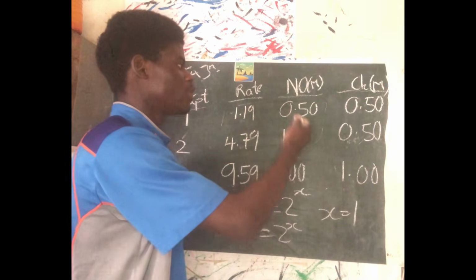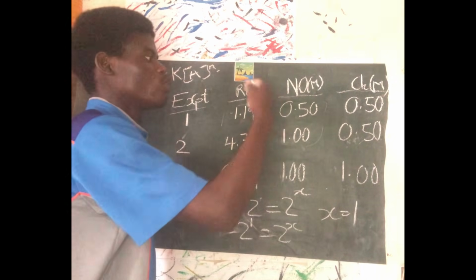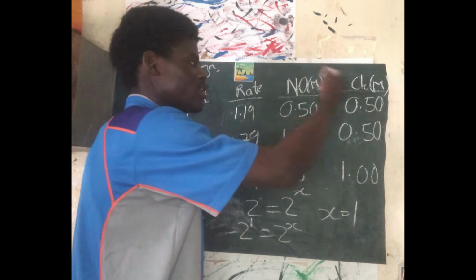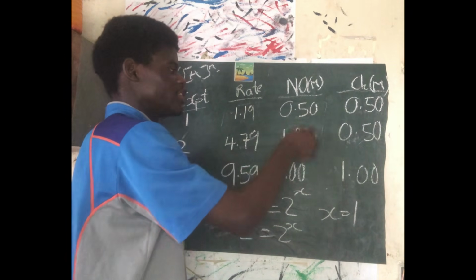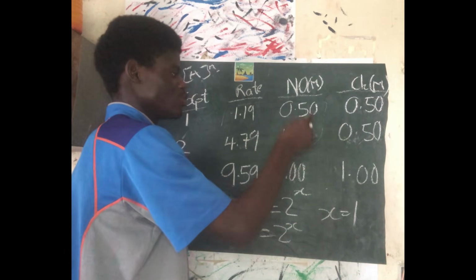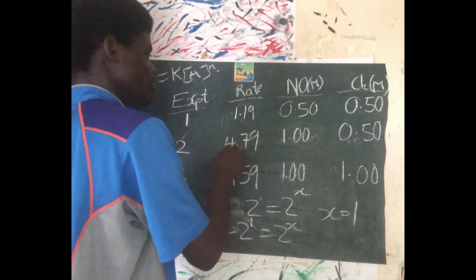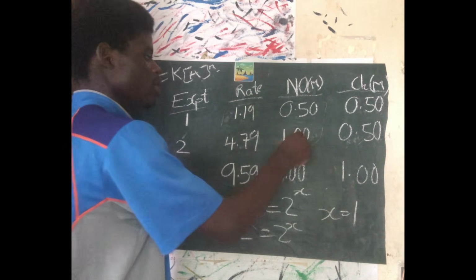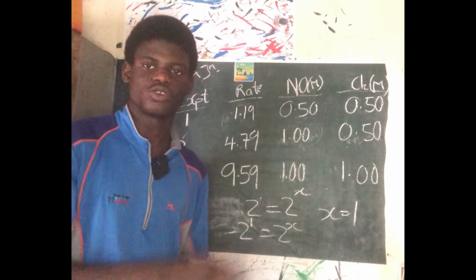And to get the order of NO, you go to the part where Cl2 is constant and NO is changing. Here Cl2 is constant at 0.5, and it is changing here. So you just use this one with the rate. That will be 4.79 divided by 1.19 is equal to 1 divided by 0.5. So that's how you solve questions like this.